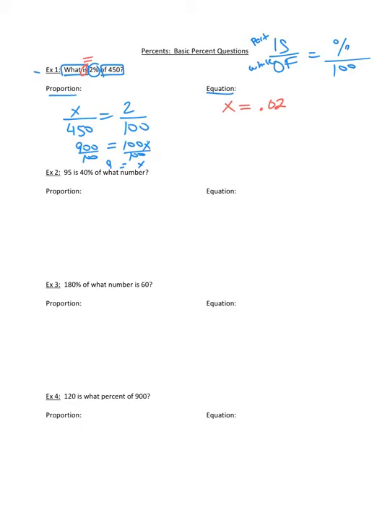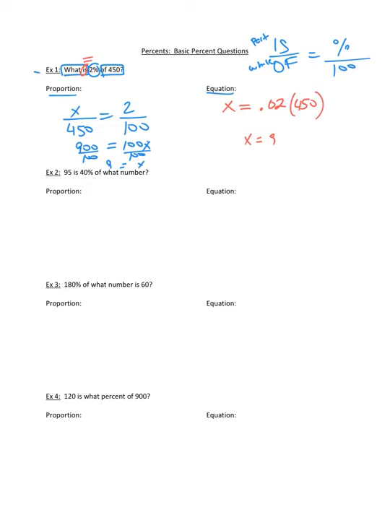Of 450. Of is multiplication. So if you multiply 2%, 0.02 times 450, that'll tell you what 2% of 450 is. That's something you should be comfortable doing also. So if you multiply 0.02 times 450 on your calculator, you get 9.